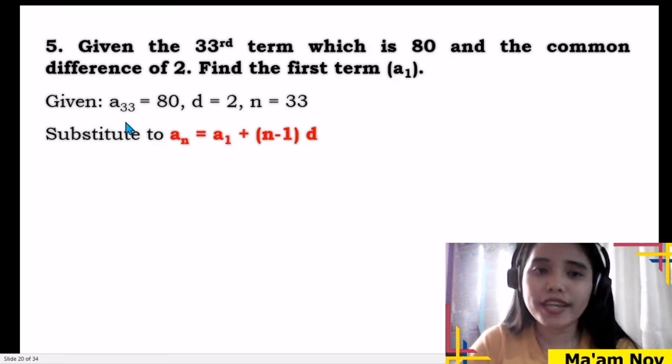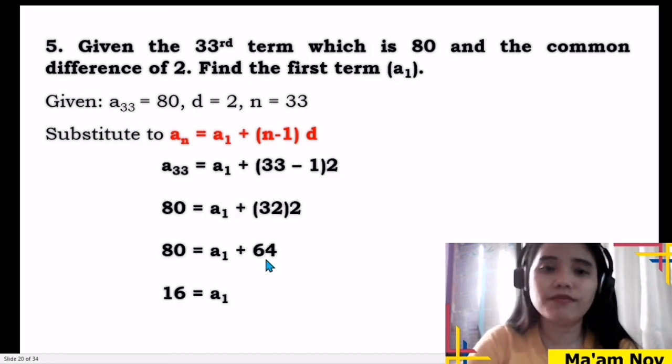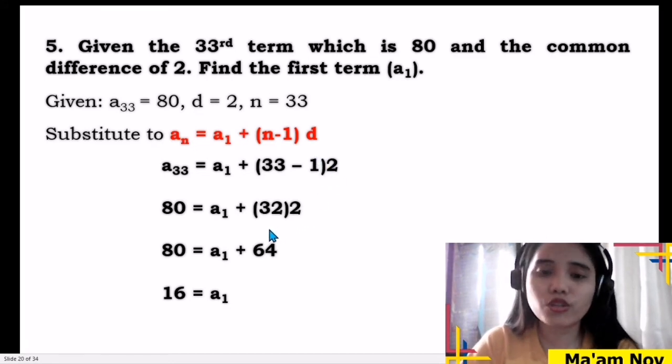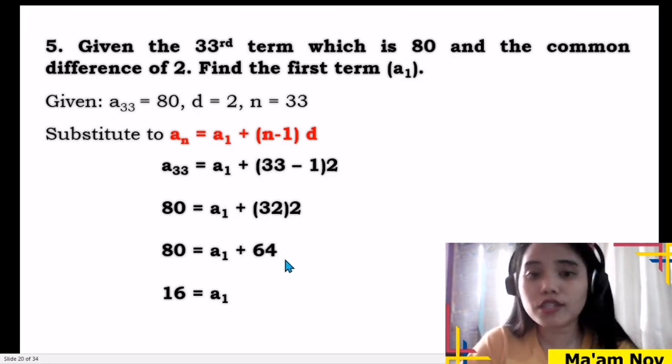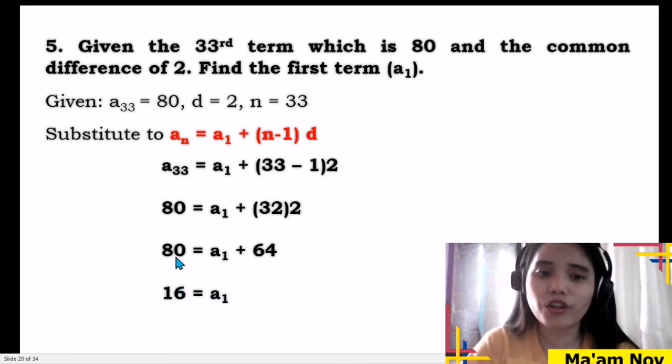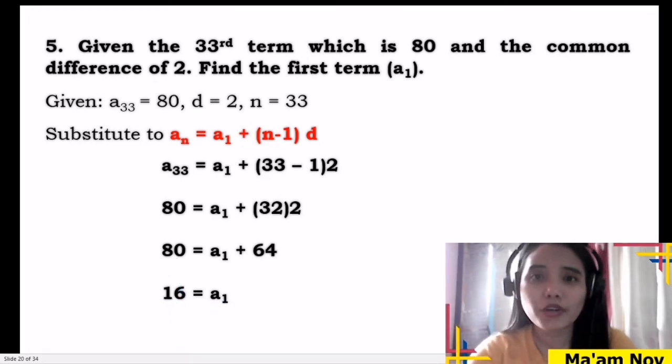We have may a sub n na tayo, which is 80, equals our first term na hinahanap, a sub 1, plus our n is 33, okay, minus 1 times our common difference, which is 2. So, 32 times 2 is 64. Okay? So, 80 minus 64 is 16. That is why our a sub 1 is 16.